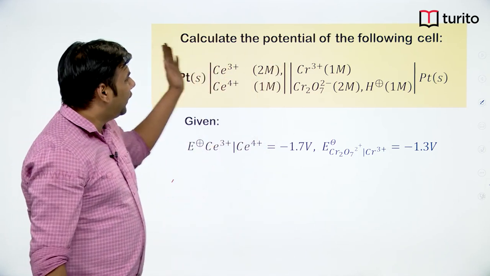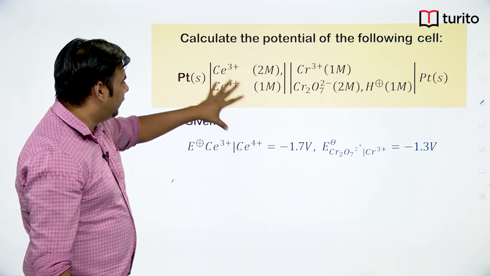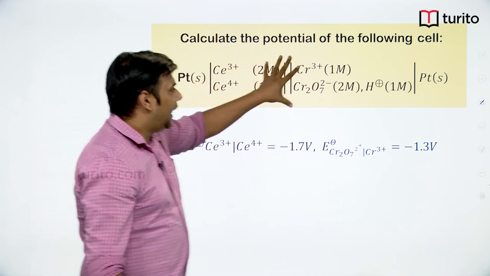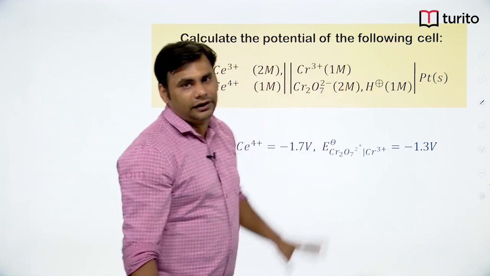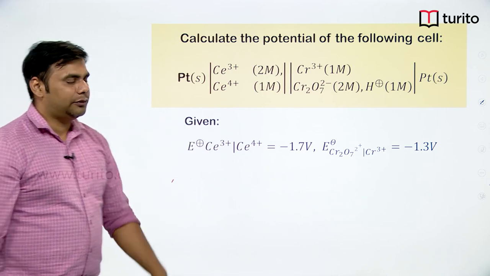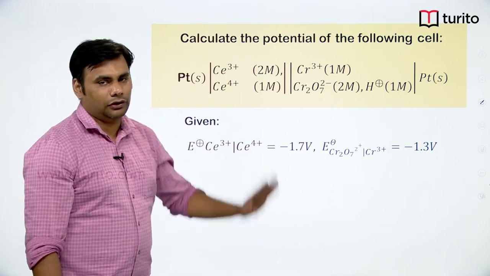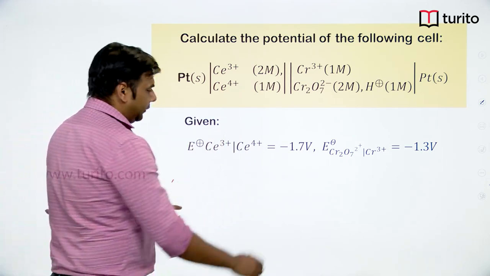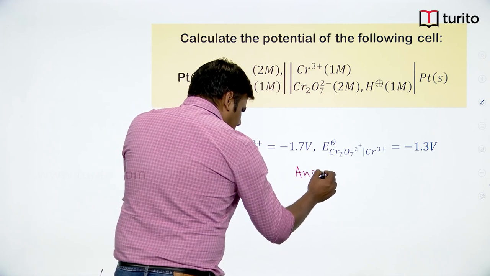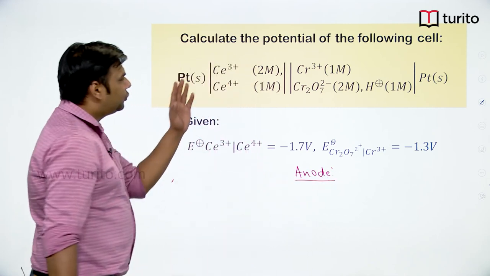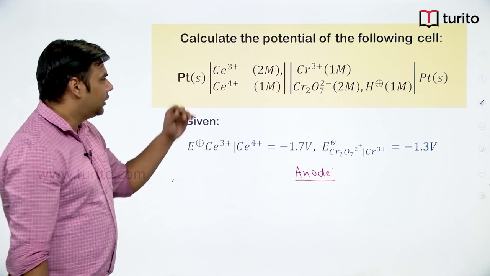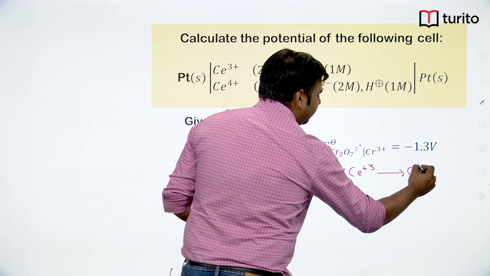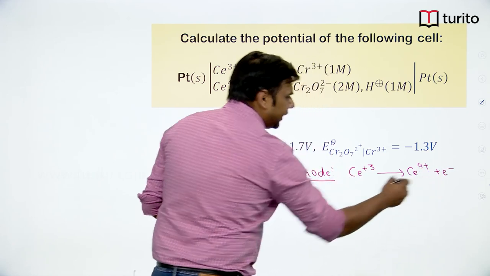So we have to find the potential of this cell. We know that this half is the oxidation or anodic half, and this half is the cathodic or reduction half. Some E naught values have been given to us. Three things I have to do. First, write the anodic reaction, the reaction that is happening at the anode. At the anode oxidation would take place, so cerium 3 plus would get oxidized into cerium 4 plus plus an electron. Both of them are in the aqueous state.